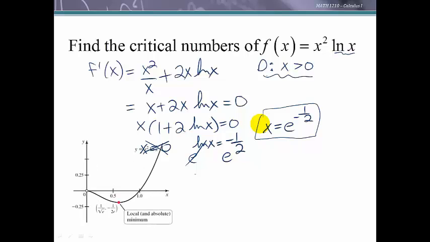So if we looked at a graph of this function, 1 over the square root of e is the same thing as e to the negative 1/2, and we see that the function at 1 over square root of e is negative 1 over 2e, and that ends up being a local and an absolute minimum. So it did occur at this critical number. If there is a max or a min, it's going to occur at a critical number.